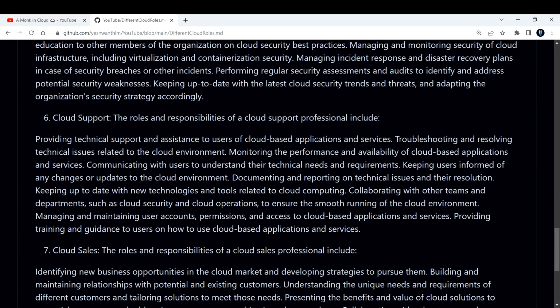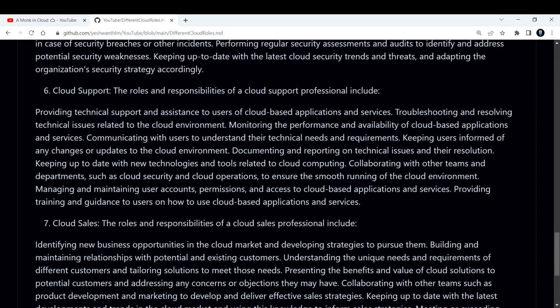Next is cloud support. Cloud support associate. There are different roles that come in when it comes to cloud support. So basically, you are going to provide technical support and assistance to users of cloud-based applications and services. You are going to troubleshoot and resolve technical issues related to the cloud environment. So you will be monitoring the performance and the availability of cloud-based applications and services. Communicating with users to understand their technical needs and requirements will be your main part, right?